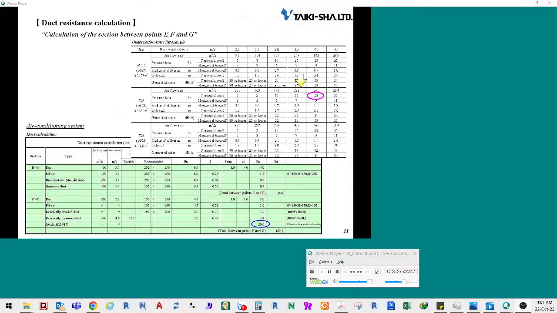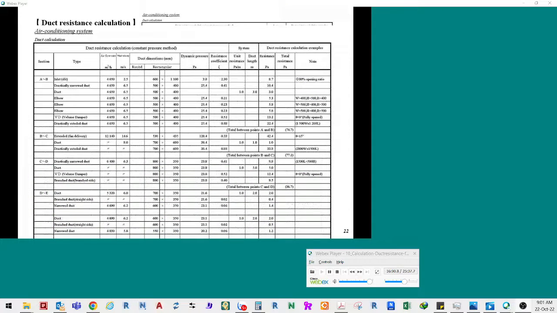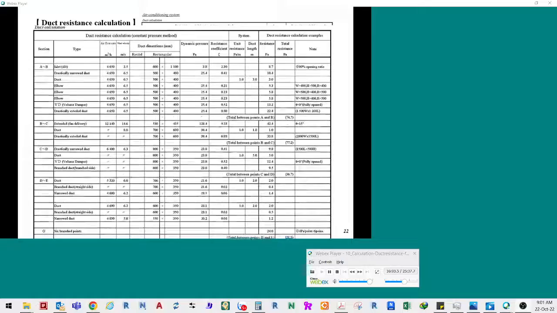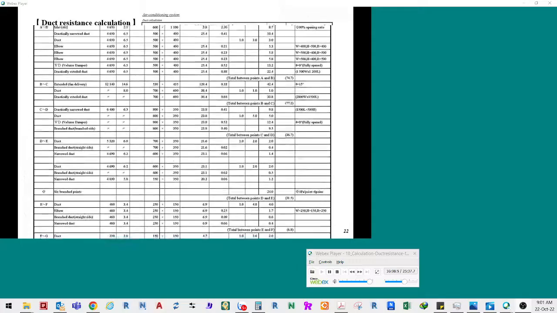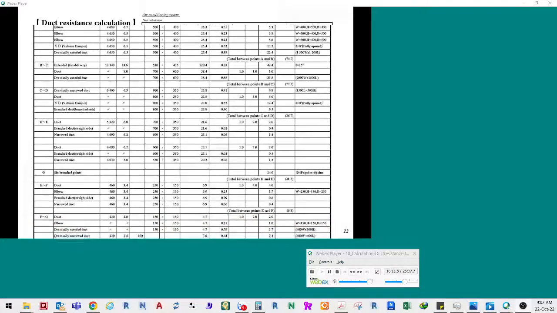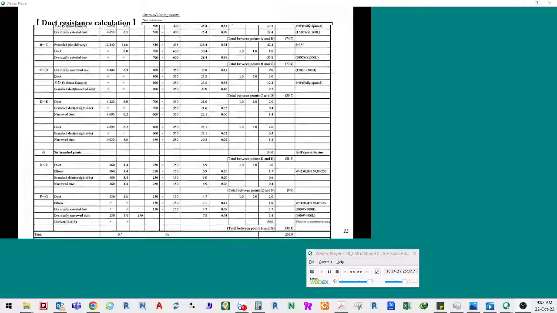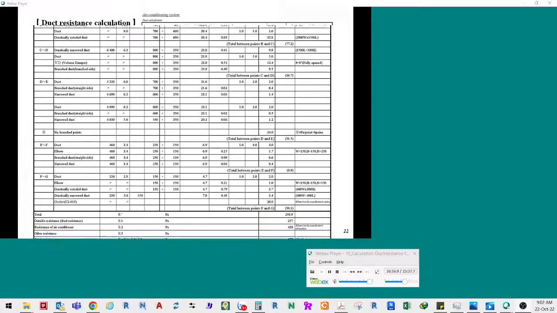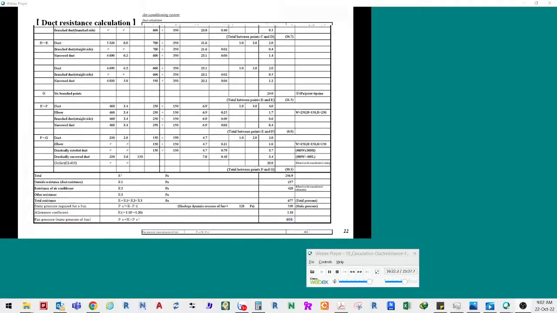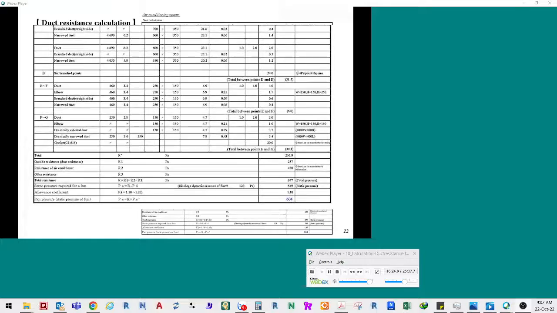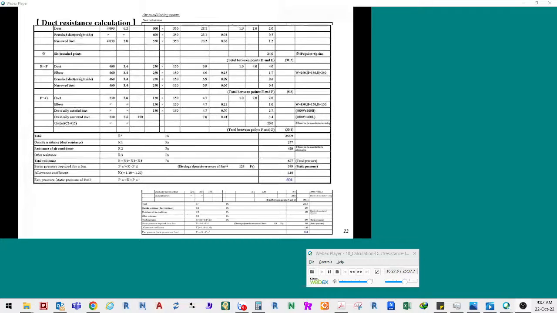Determine the resistance of the outlet by referring to engineering data provided by manufacturers. Determine the total pressure of the fan by adding up all resistance values. Determine the discharge dynamic pressure of the fan to calculate the fan static pressure. Expect the allowance coefficient to be 10% or so. Here, calculation is carried out by setting the allowance coefficient at 10%.